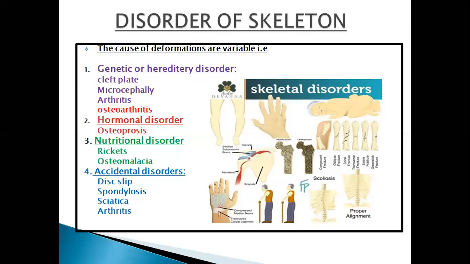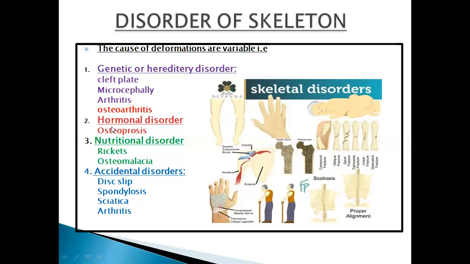Here you can see different disorders mentioned. Genetic or hereditary disorders include cleft palate, microcephaly, arthritis, and osteoarthritis. The second one is the hormonal disorder, which includes osteoporosis. Genetic disorders are those disorders that are inherited into the next generation, and they can be of these types.